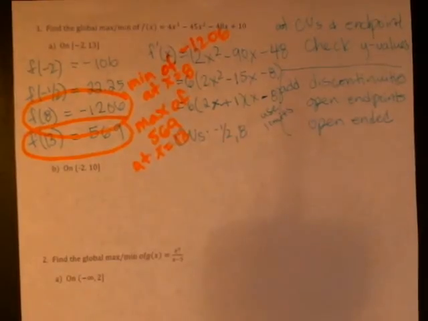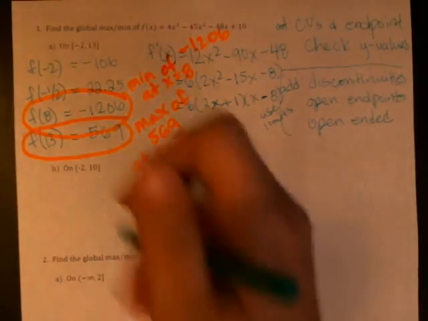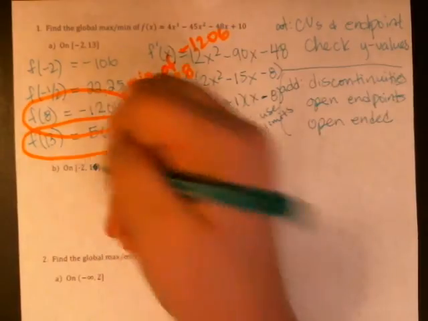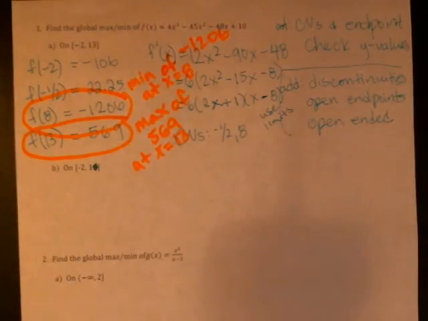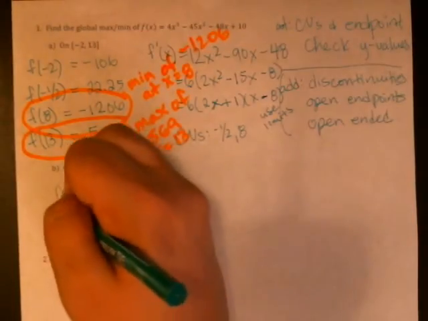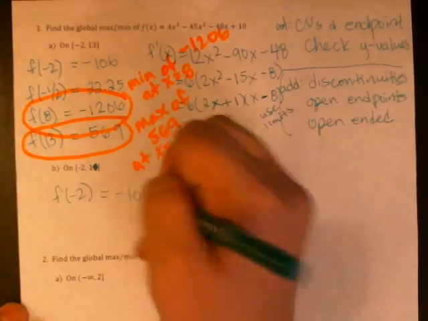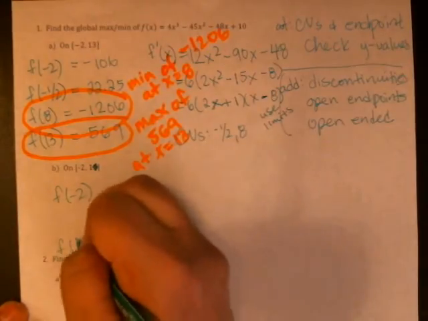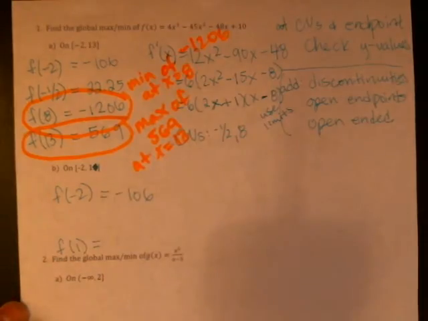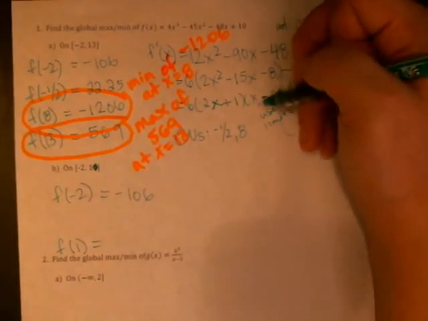I'm looking at my second one and it looks really boring, so I'm actually going to change it up a little bit. I'm going to go negative 2 to 1. Let's just get rid of that 0. So if I'm going from negative 2 to 1, I've already done a lot of the work, so I'll need to check f of negative 2, but I know that's 106, and I'll need to check f of 1, and then I also need to check critical values, which I've already done the work for.